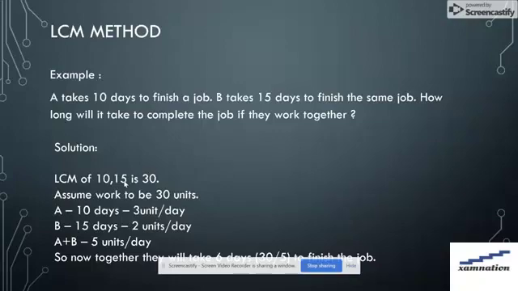Now, if A takes 10 days to finish 30 units, his per day work will come to 3 units per day. Similarly, if B takes 15 days to finish the 30 units of work, it will come down to 2 units per day. So together they will finish 3 plus 2, 5 units per day. So now if the total amount of work to be done is 30 units and the per day amount of work completed is 5 units, total time taken to complete the job would be 30 upon 5, which will come down to 6 days.